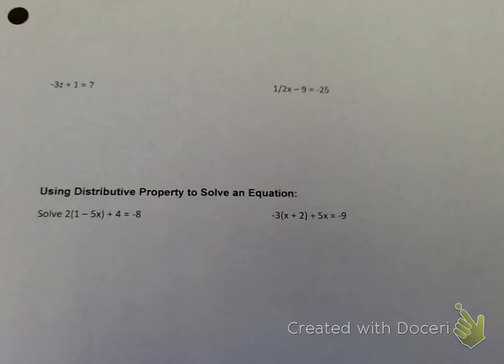On the next set of problems, I have just a two-step equation. 3z plus 1 equals 7. Since I look over here and I have nothing to combine, all I have to do is subtract 1 to get rid of it. Negative 3z equals 6. Divide by negative 3. Z equals negative 2.